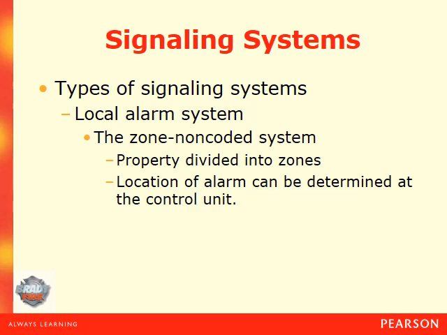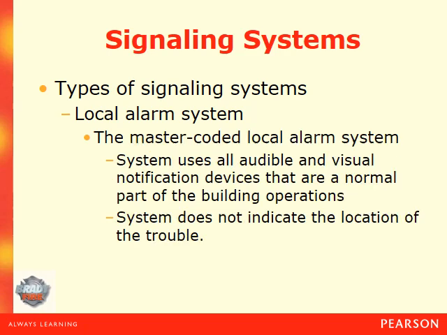The local alarm system may also have a zone or non-coded system, in which the property is divided into zones, so the location of the alarm can be determined at the control unit. So it'll say zone 1, zone 2, or zone 3 where the alarm is going off, which helps minimize the time required to find the problem or the source of the fire when fire departments arrive on scene.